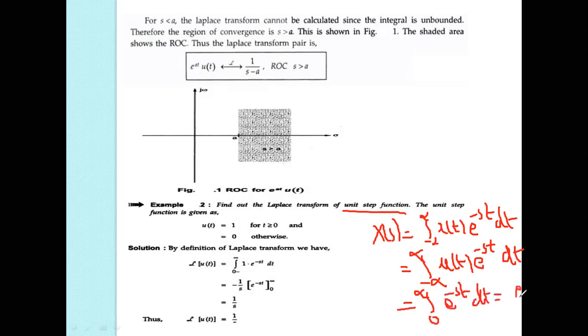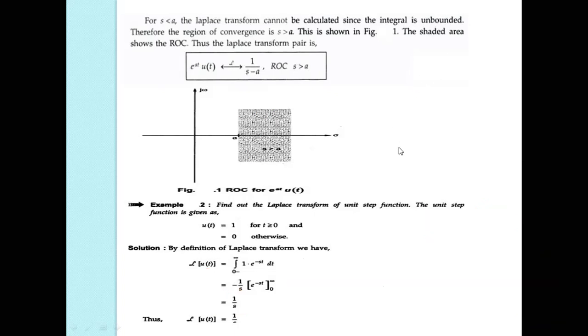That is equal to, applying the integral, e power minus st by minus s, with upper limit infinity and lower limit 0. By substituting the upper limit, the value is 0. Substituting the lower limit, the value is minus 1 by minus s. So minus and minus get cancelled, and you get 1 by s. So the Laplace transformation of mu of t is equal to 1 by s. Got it?